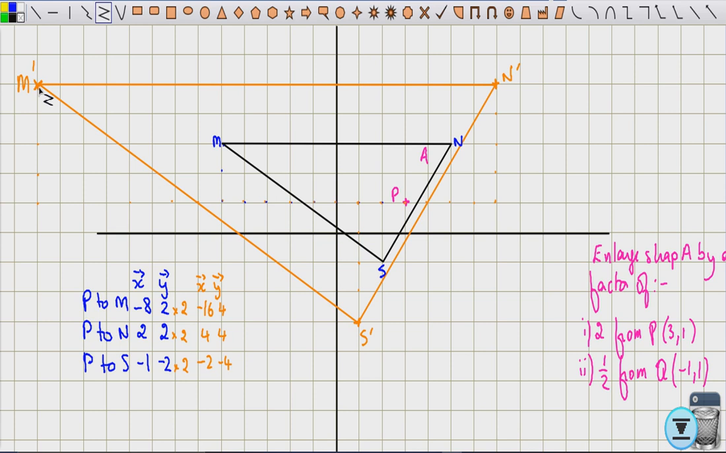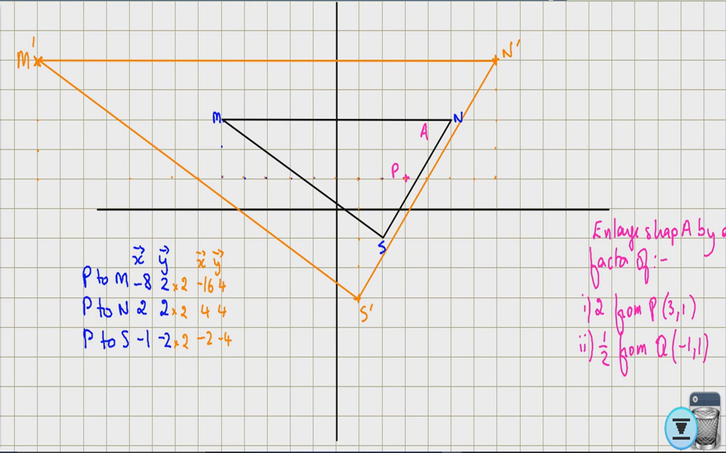Now, the second one, I had to enlarge from Q minus 1, 1. So that is another coordinate. Q minus 1, 1. This is Q. And I need to enlarge that triangle shape A by a scale factor of 1/2. So again, we're going to do our work, okay? I'm going to write it here. So from Q to M, from Q to N, from Q to S, X and Y distances.